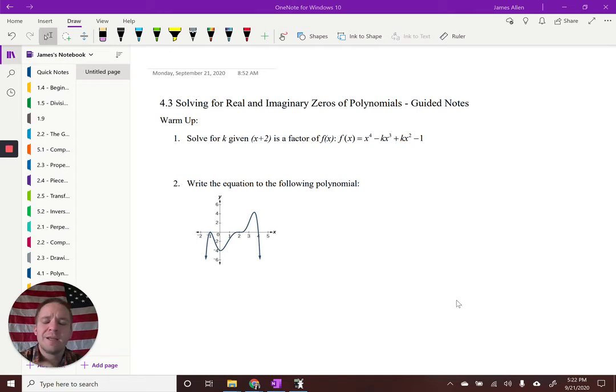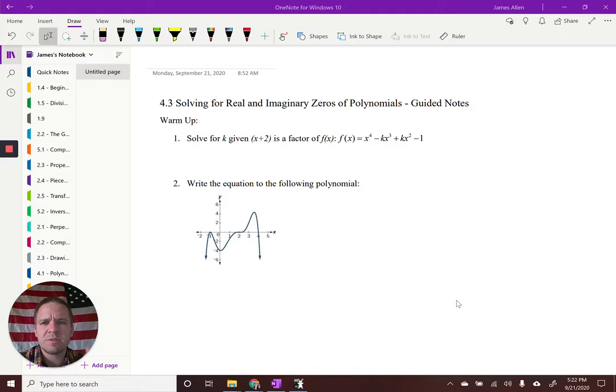All right, it's time for some 4.3, solving for real and imaginary zeros of polynomials. This is actually a two-part lesson here. We're going to have some application later on, but for now, let's get started with a little bit of warm-up, okay? We want to solve for k, given that x plus 2 is a factor of f of x, okay?